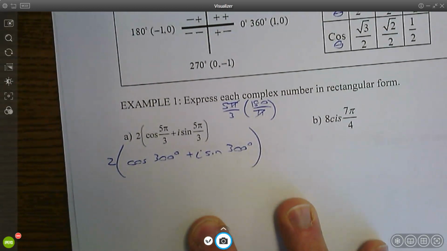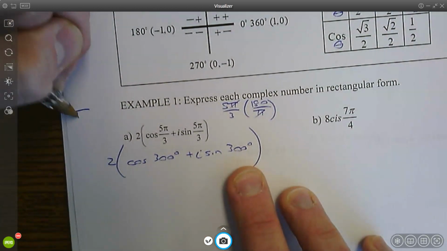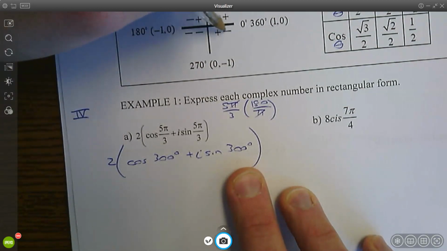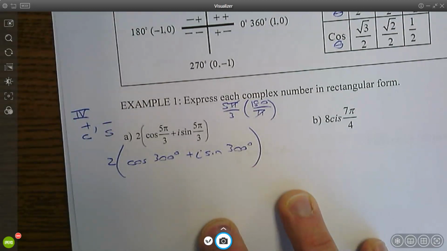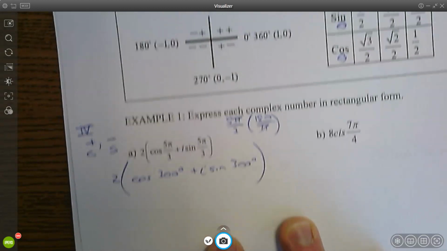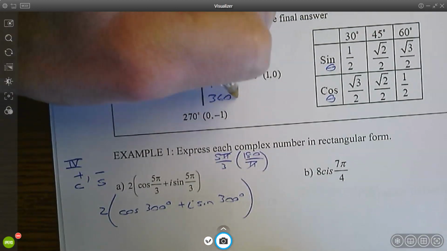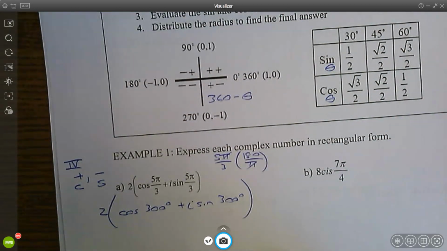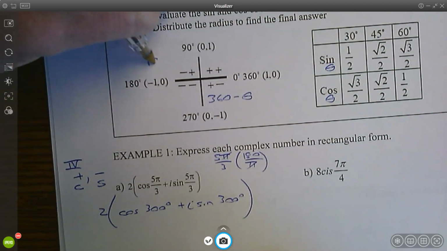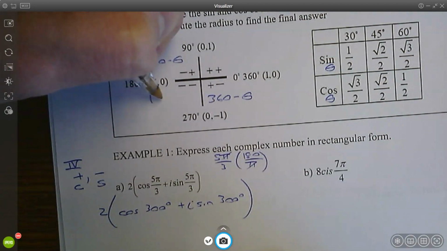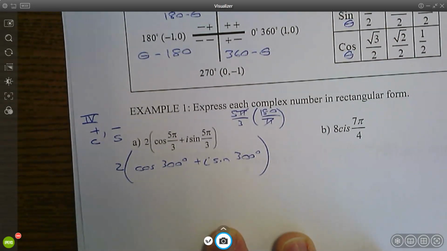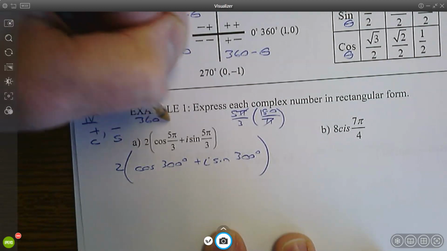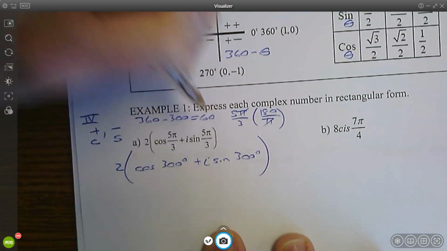So now you want to think about, okay, 300 degrees is in quadrant 4. And if you think about the signs in quadrant 4, positive, negative. So cosine, sine. Cosine is positive, sine is negative. We also need to figure out the reference angle. So going back to last unit, quadrant 4 is 360 minus the angle. Quadrant 2 is 180 minus theta. And quadrant 3 is theta minus 180. So here, 360 minus the 300 is going to result in a reference angle of 60 degrees.